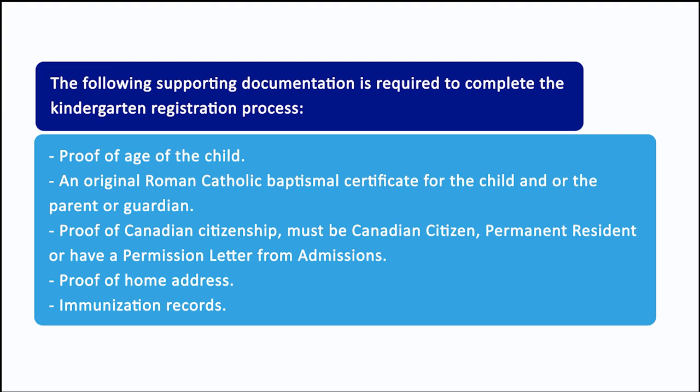The following supporting documentation is required to complete the kindergarten registration process: proof of age of the child, an original Roman Catholic baptismal certificate for the child and or the parent or guardian, proof of Canadian citizenship, permanent resident, or have a permission letter from admissions, proof of home address, immunization records. Once supporting documentation has been received at the school office and verified, registration is approved and the student is enrolled. Note: the registration is not complete until the school receives all necessary documentation.